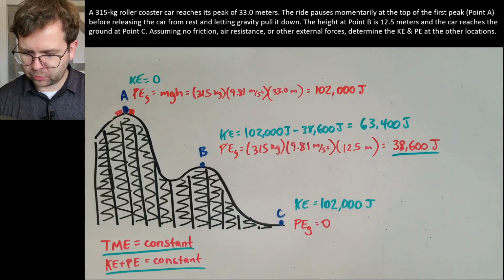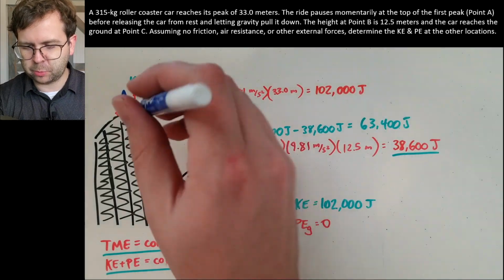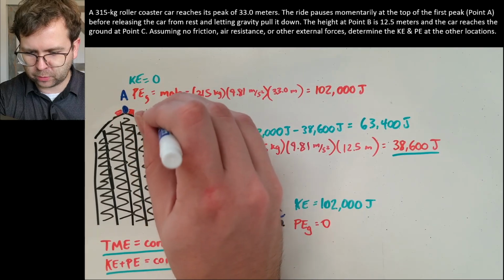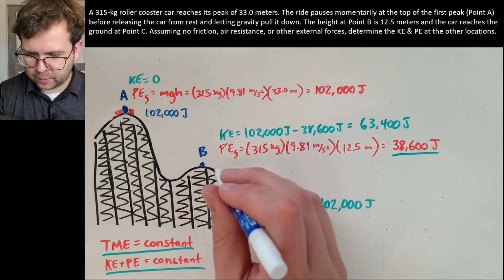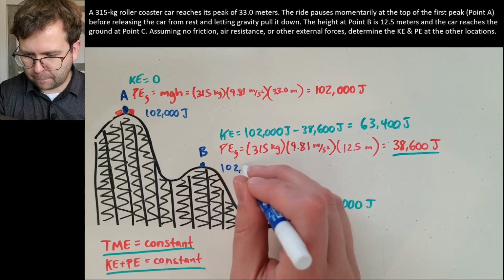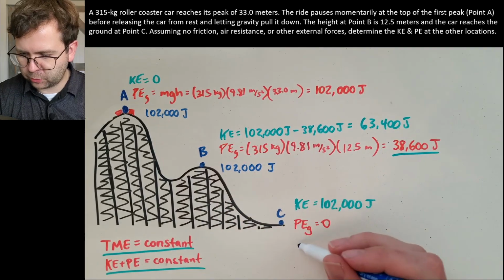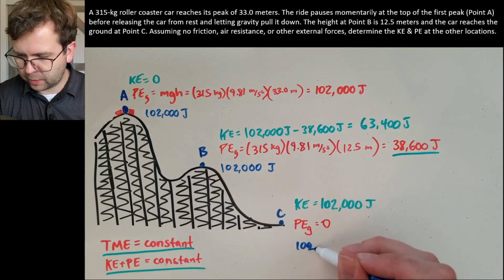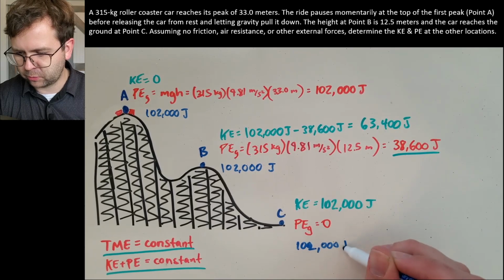All right, so there we have it. If you added up the mechanical energy at each point, it would be 102,000 joules at every point. And that's what we get when there's no friction, when there are no external forces acting on our system here.